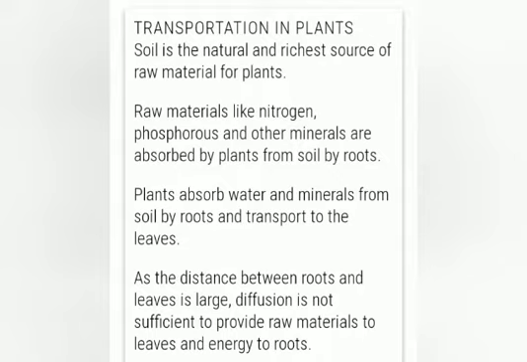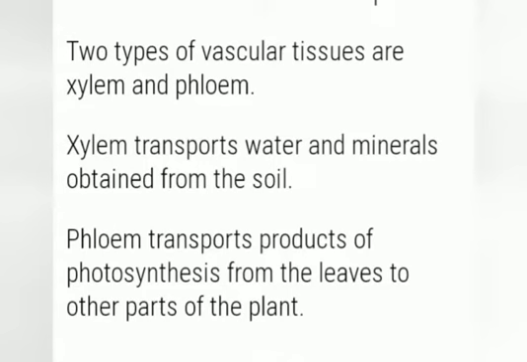Plants use a slow transport system, but a large one as required in tall plants, to transport energy from leaves and raw materials from roots. Two types of vascular tissues are found in plants, xylem and phloem, which help in transportation. Xylem transports water and minerals obtained from the soil, and phloem transports products of photosynthesis, that is the glucose, which is the food material, from leaves to other parts of the plants.